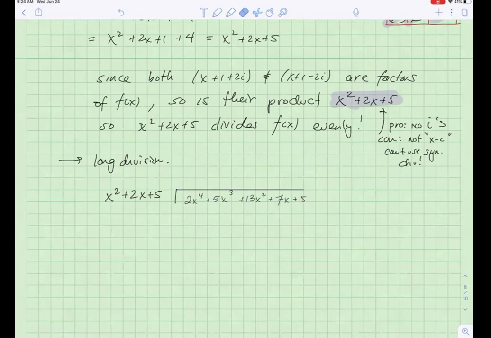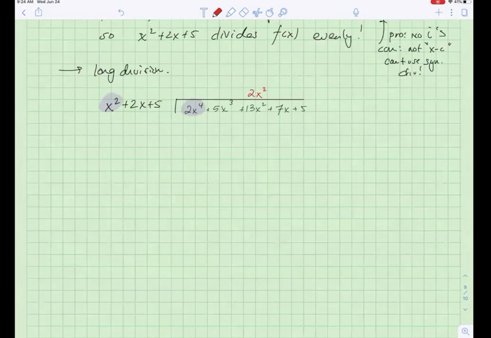And we get started. X squared times what is 2x to the 4th? That's going to have a 2 and another x squared. Then we multiply and we get 2x to the 4th plus 4x cubed plus 10x squared, subtract. That's 0. This is just x cubed, plus 3x squared plus 7x plus 5, and then we'll repeat.